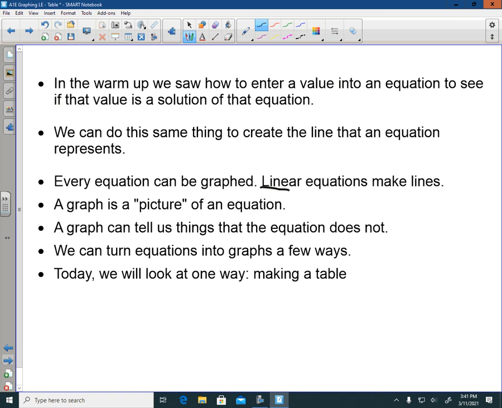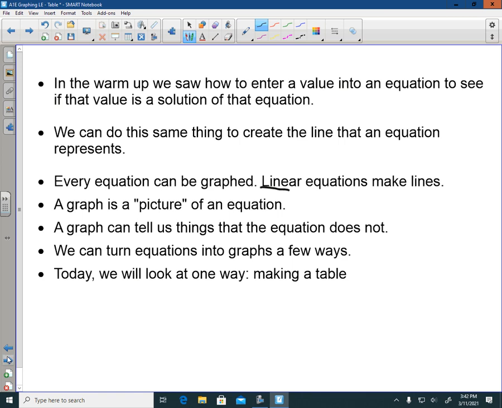A graph is basically a picture of an equation, and a graph can tell us things that an equation does not. An equation tells us a certain part of the picture, but if you actually have that graph, the line that the equation represents, then you can see many more solutions. You can see a picture of the solutions of that equation. With an equation, you have to solve it every time to find the solutions. With a graph, you can just see them. So we can turn equations into graphs a few ways. There's a variety of methods, but I don't want to do too many at once. Today we're going to be looking at one way, making a table.